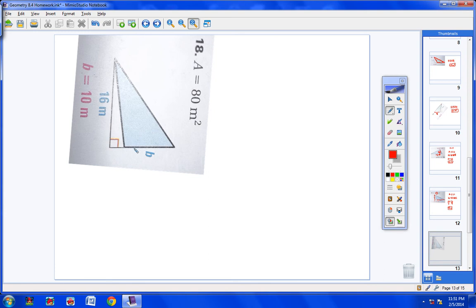But anyways, now that I've turned the triangle, this is my base right here, and then the height, of course, has to be this line that comes down and forms a right angle, and that would be this line right here. This length runs from the top of the triangle down to the horizontal and forms a right angle. So my height would be 16. My area is 80. So we're solving for B, the base. So area equals 1/2 base times height.